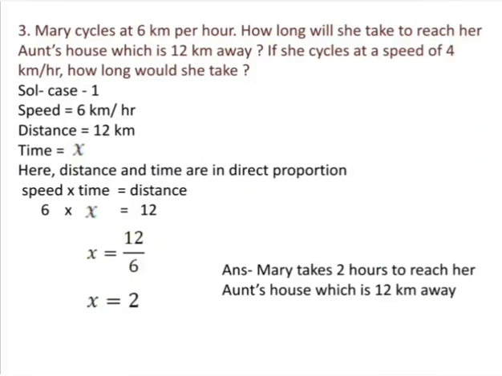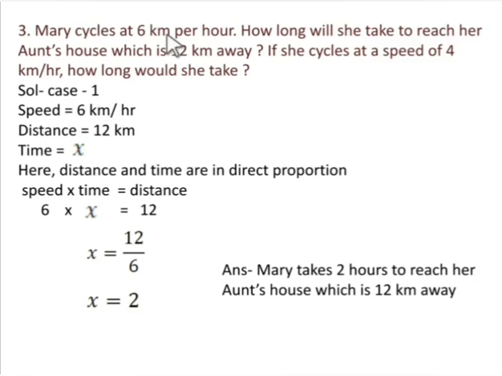Now example number 3. Mary cycles at 6 km per hour. How long will she take to reach her aunt's house, which is 12 km away? If she cycles at a speed of 4 km per hour, how long would she take? Now in this example, children, let us see what is given. There are two cases discussed here.